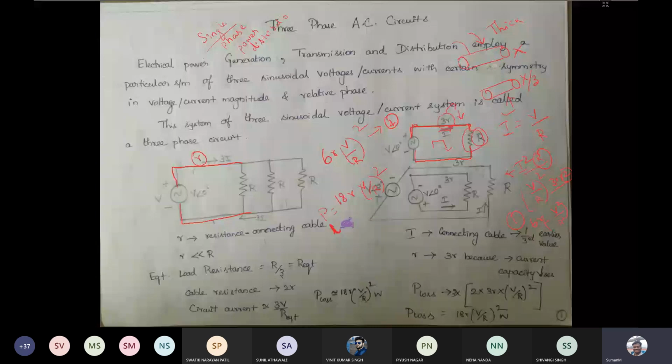Now we will compare this case and this case. In the previous case, we got the power loss as 18r times V by R, the whole squared. Here also we are getting the same power loss. There is no change in the power loss.